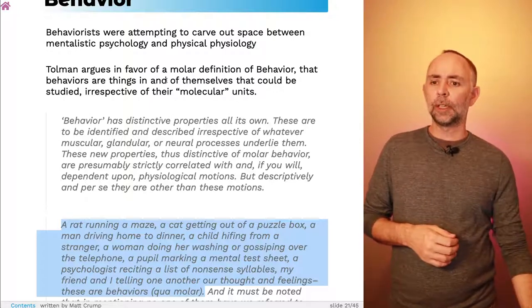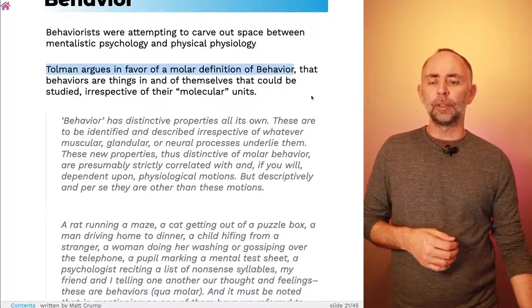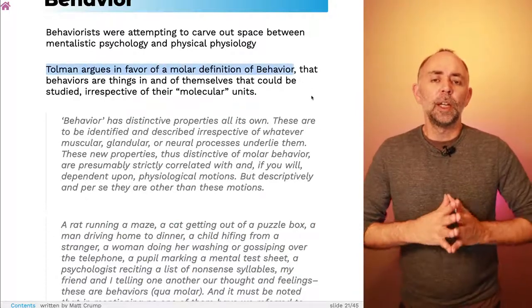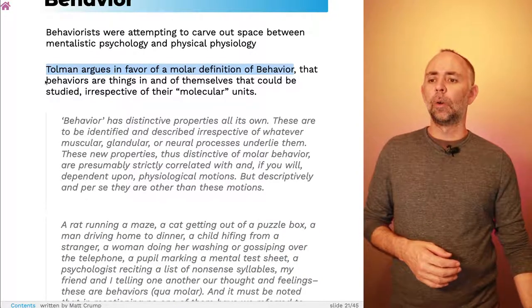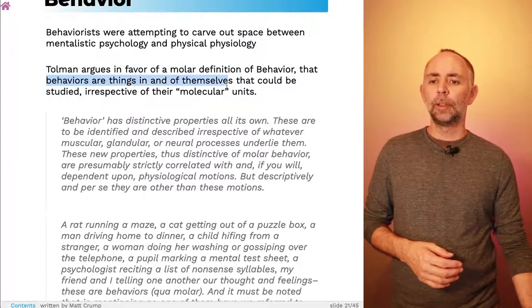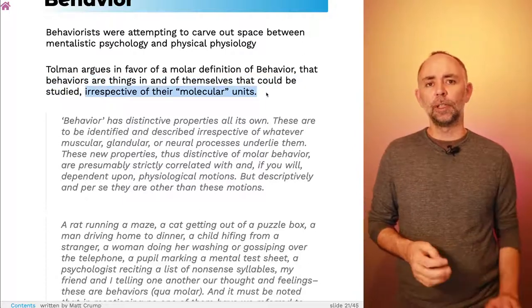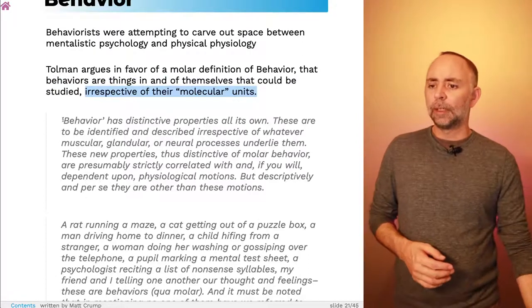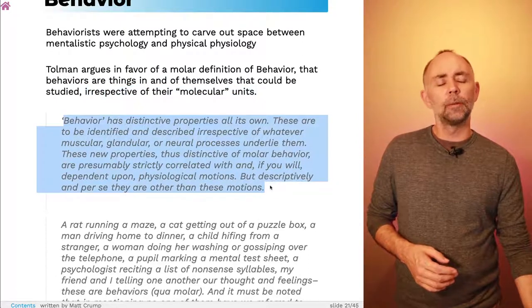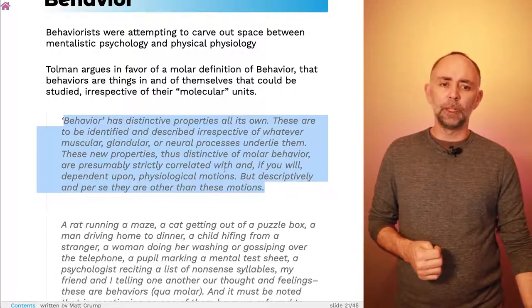How would we describe any one of those things? What Tolman suggests is that these kinds of things should be described with a molar definition. And this allows whole behaviors to be things in and of themselves that can be studied, irrespective of their molecular units. What does that mean? Here's another quote from Tolman where he starts to unpack these ideas. And let me read it.